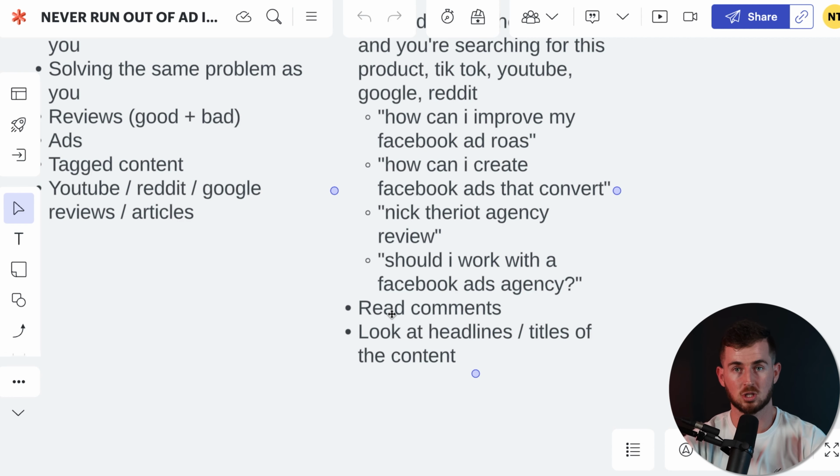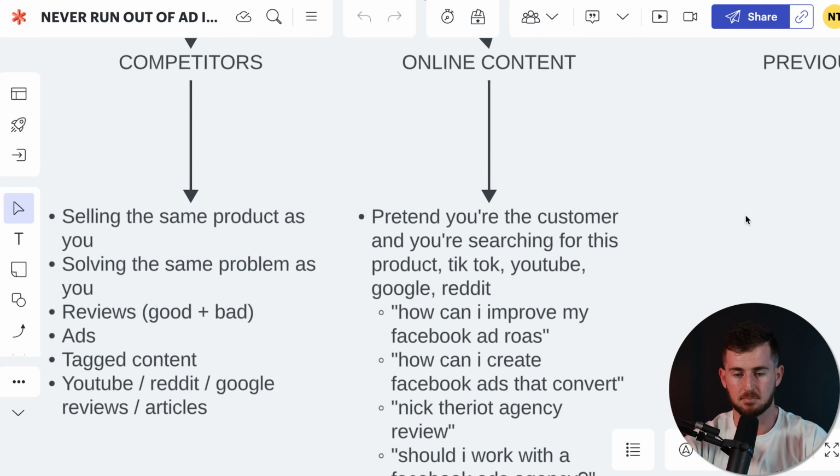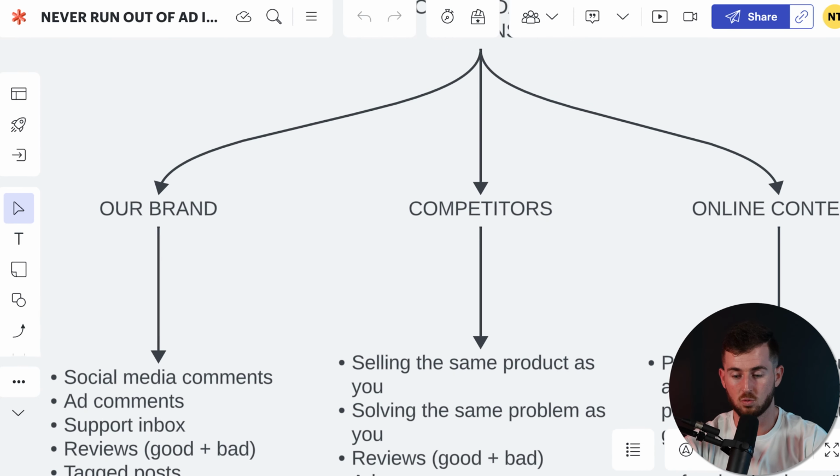Read the comments. What emotions are they expressing? If we were to create something that would grab their attention, what would that look like? Next thing is look at headlines, titles of the content. That's also something really important, as mentioned. But yeah, so that's all research right there.